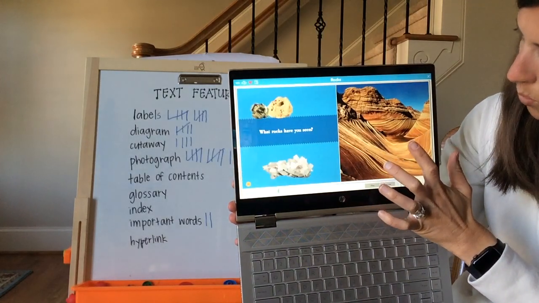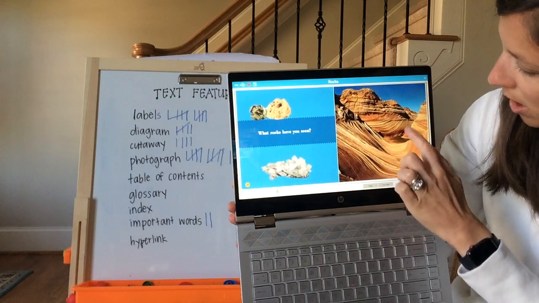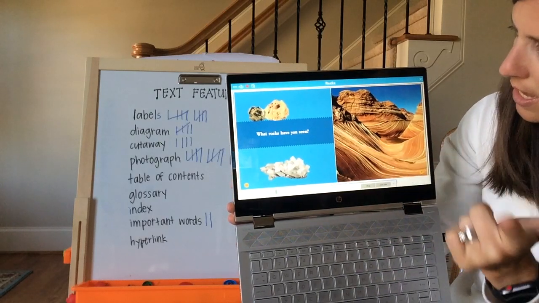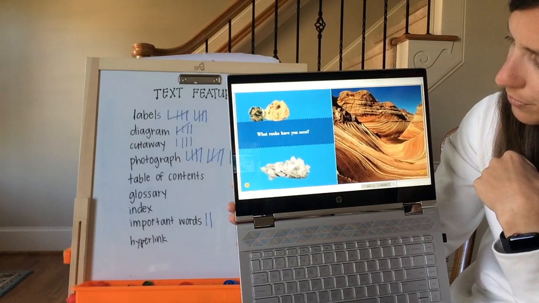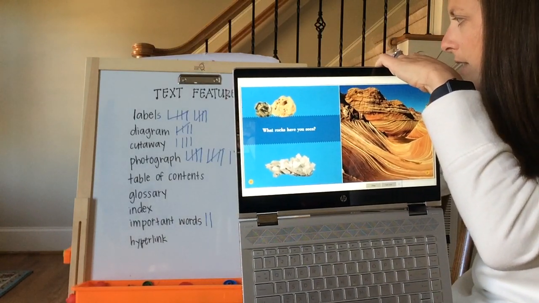Wow! What rocks have you seen? This reminds me of the picture of the sedimentary rock with layers in the other book. Wow, and more photographs. Let me give it another tally.